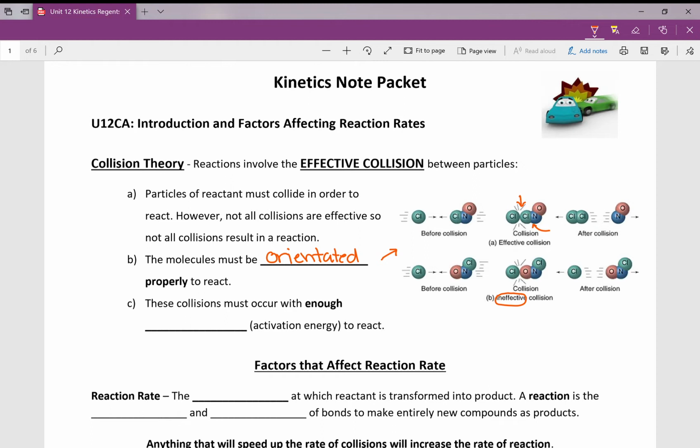In addition to the orientation, any collision has to have enough energy, okay, which we're going to talk about in future videos, which you want to think of as activation energy, the energy needed to start in order to react.